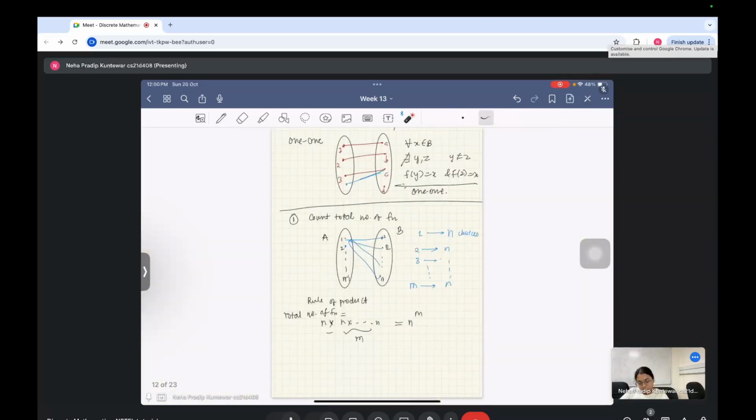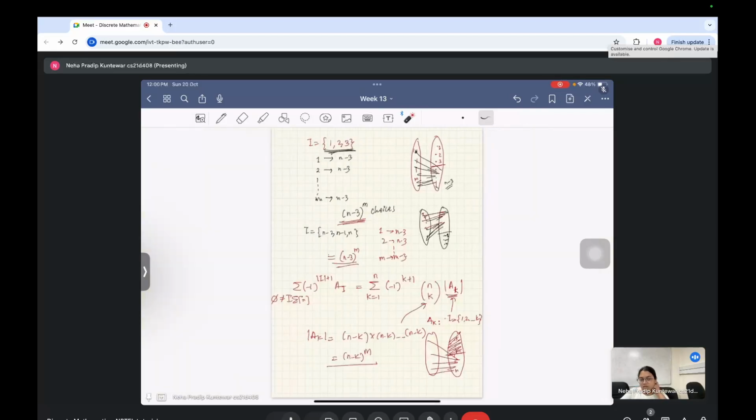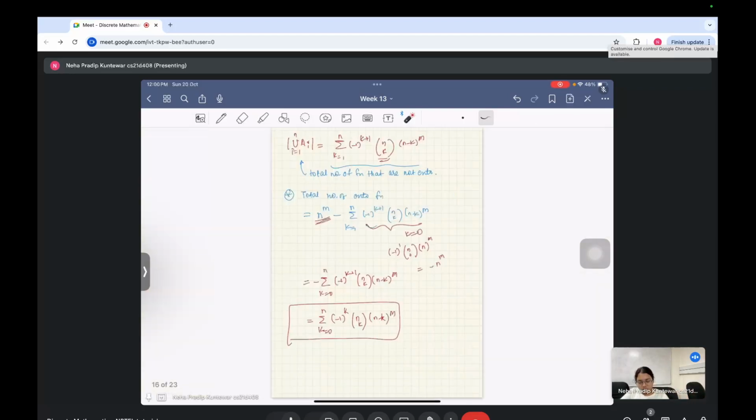And so that is a quick recall of what we did with functions, the types of functions, their properties, and how to count whether they have this property, or how many of them have this property, using the principle of inclusion exclusion.